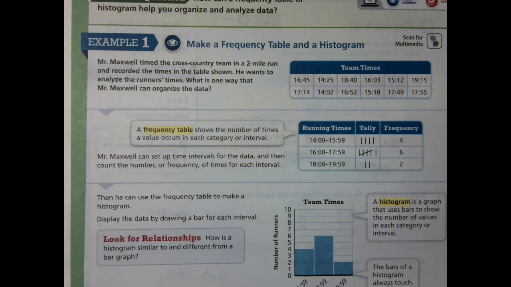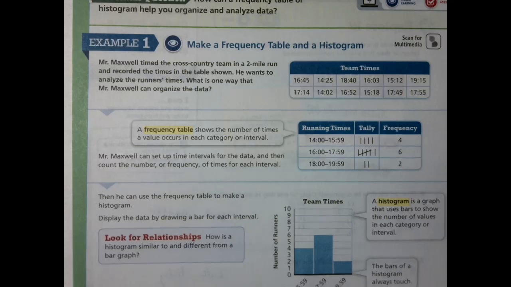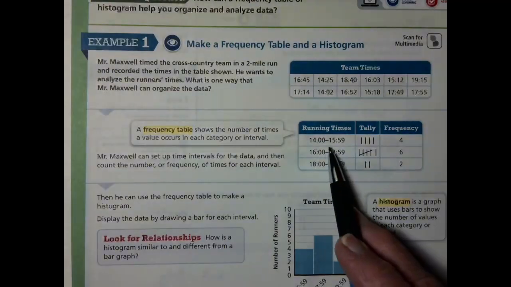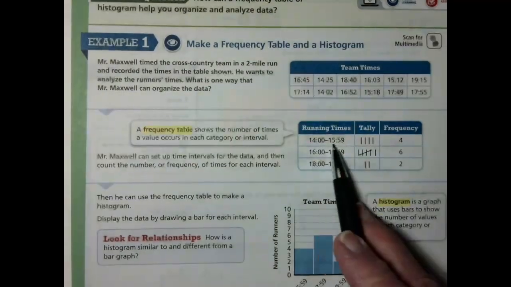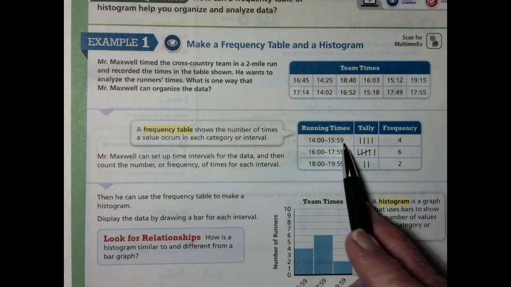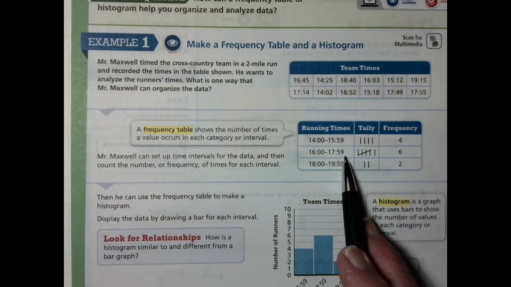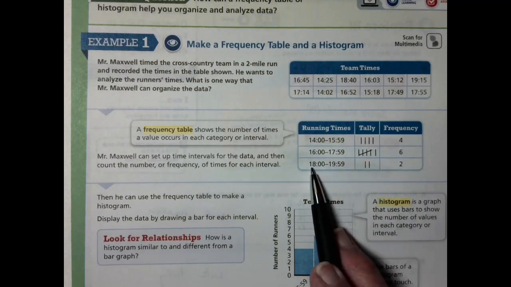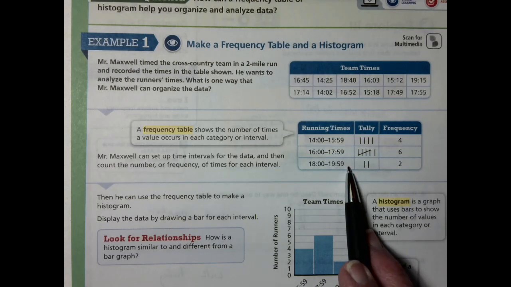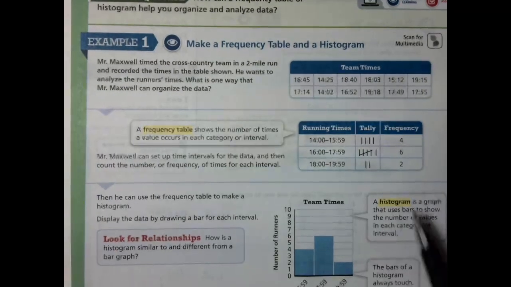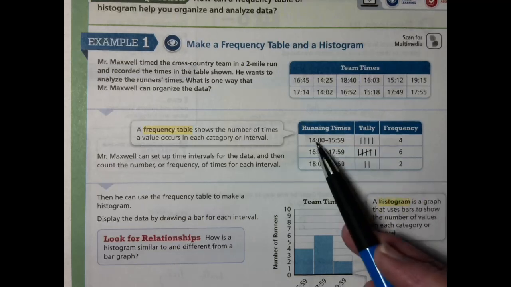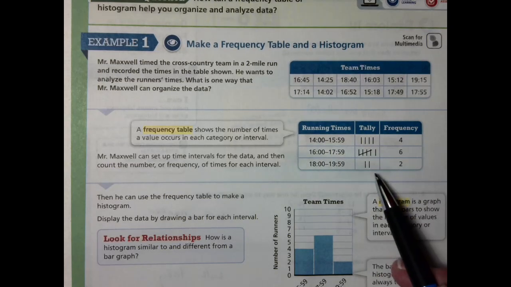Okay, students, so it says, definition of a frequency table: it shows the number of times a value occurs in each category or interval. As you can see here, they've grouped the running times that were in the 14 and 15 minutes together. And then it jumps to 16 to 17 minutes. And then it jumps from 18 minutes through 19 minutes. And then they counted them up. There's 4 times it shows up here, 6 times here, and 2 times here.